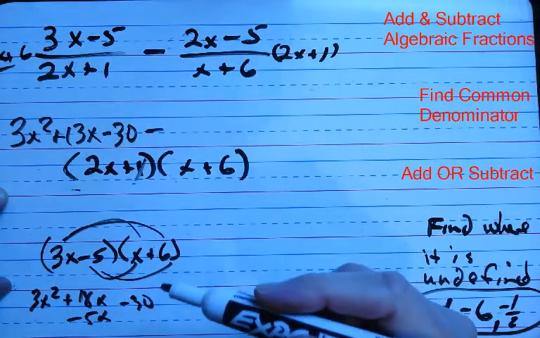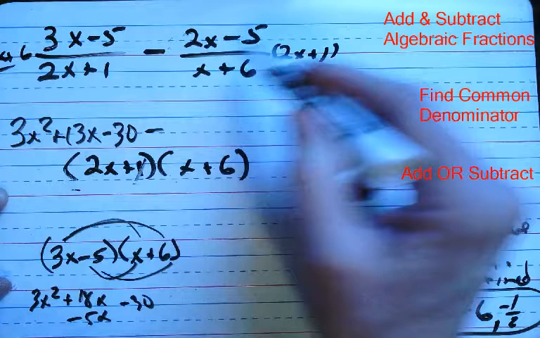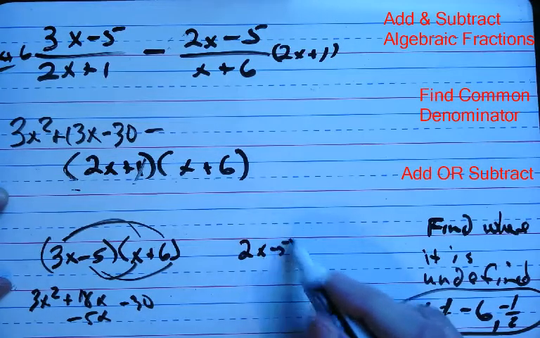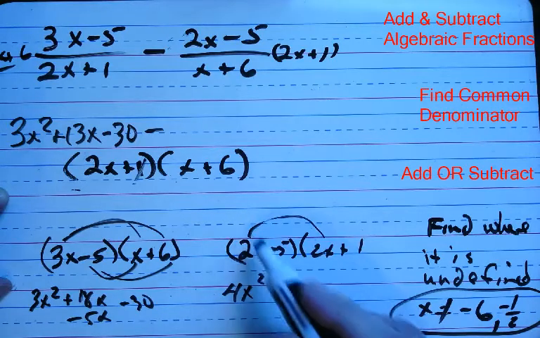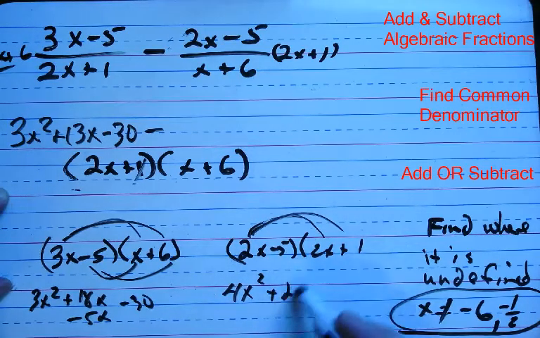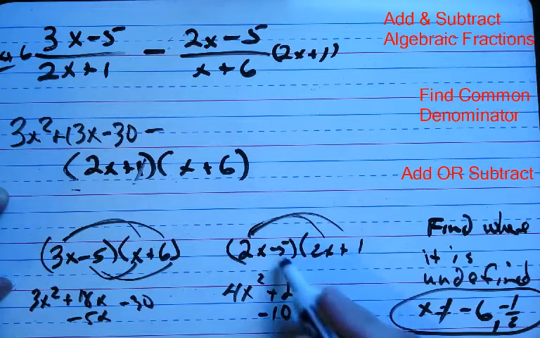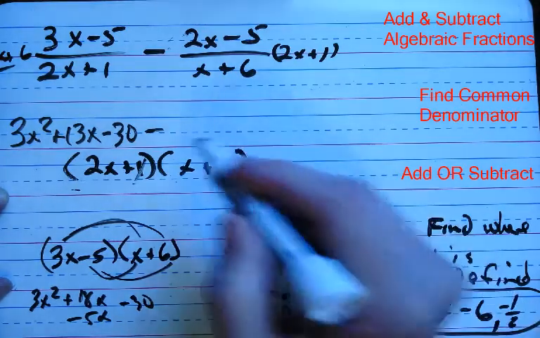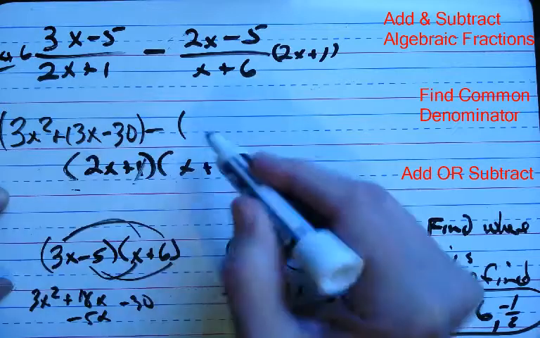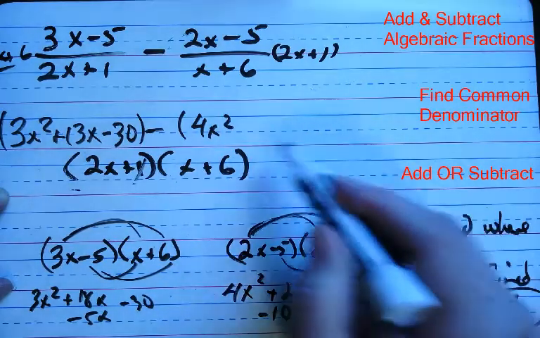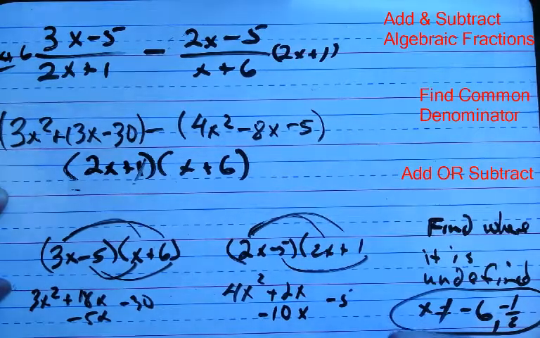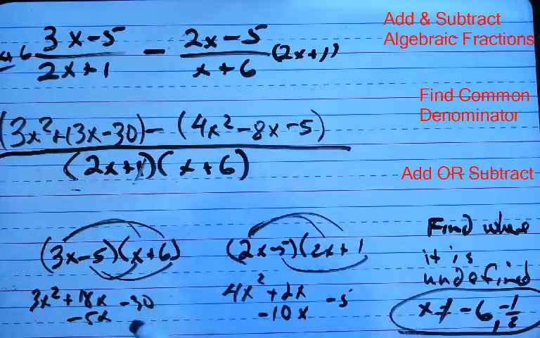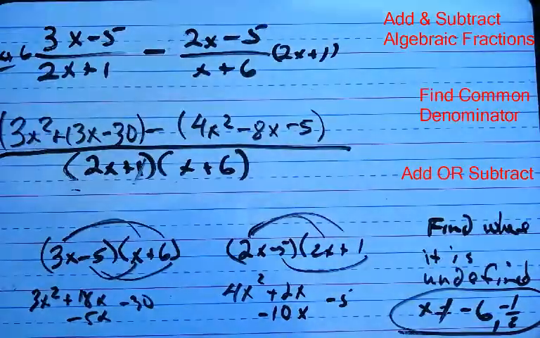How about that? Now then I have to do the same thing over here. So I have 2x minus 5 and 2x plus 1. 4x squared plus 2x minus 10x minus 5. So I think that one is 4x squared minus 8x minus 5. So, do we do that right? I think so. So the top of the fraction is that, and the bottom of the fraction is that.